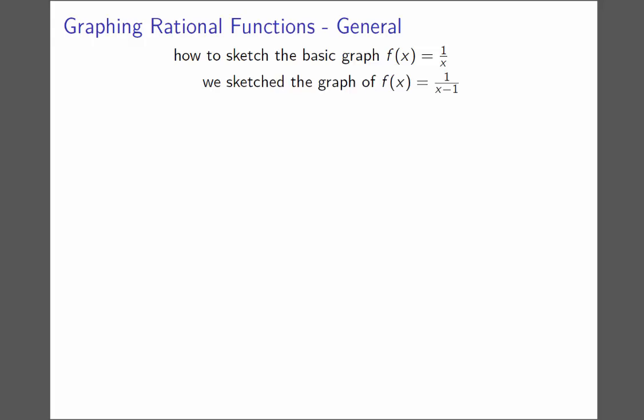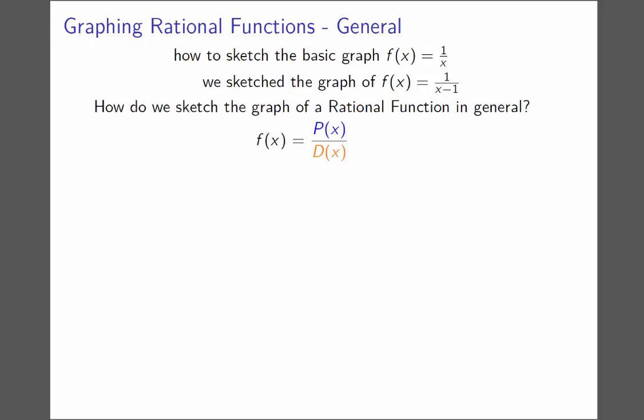We will now take a look at how to graph rational functions in general. We have seen how to sketch the basic graph f of x equals 1 over x, and using graph shifting, we sketch the graph of f of x equals 1 over x minus 1. But how do we sketch the graph of a rational function in general, p of x over d of x?